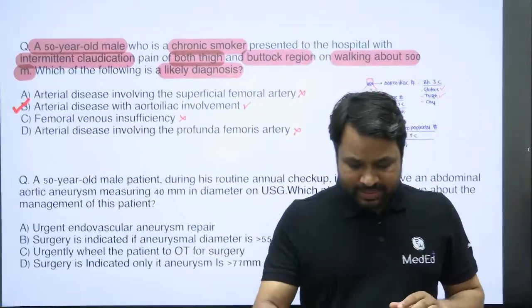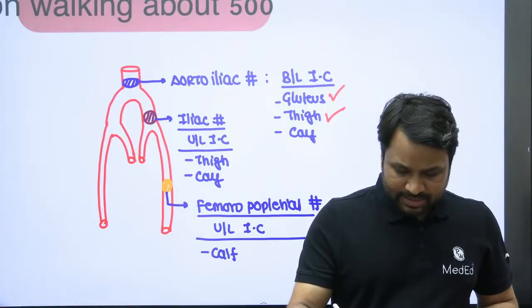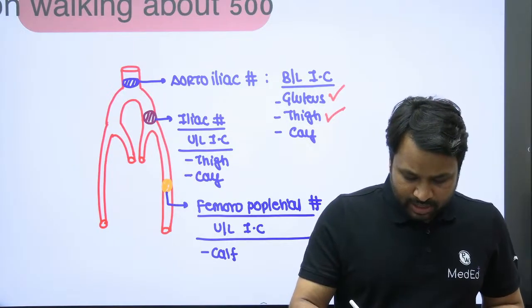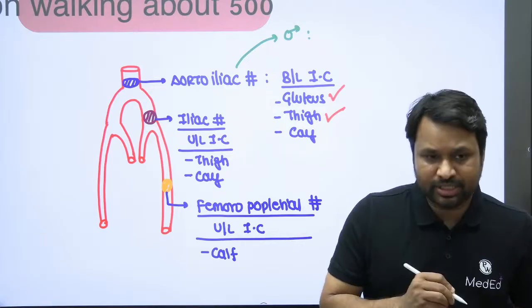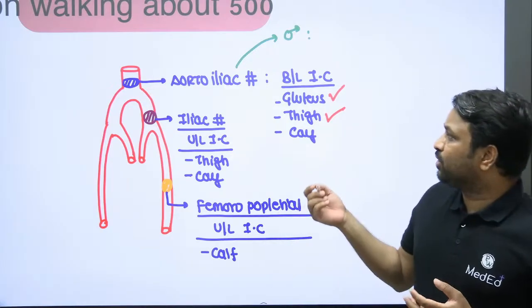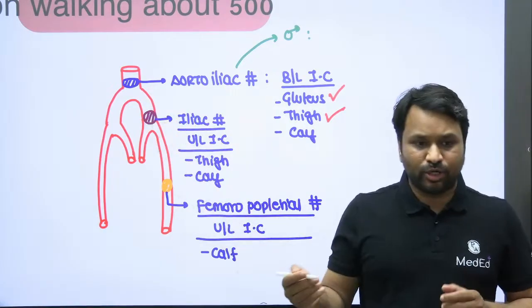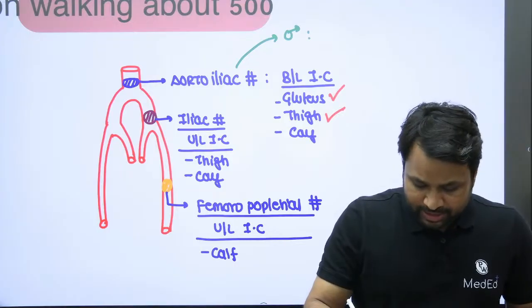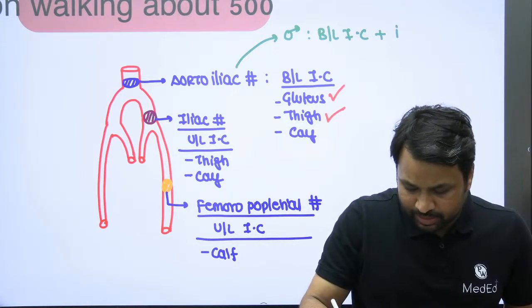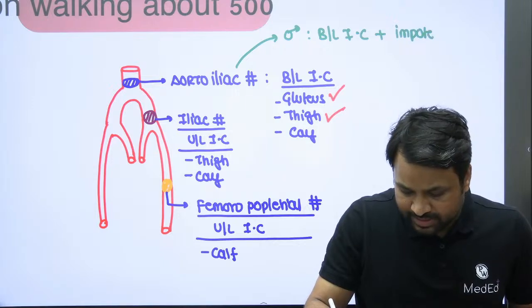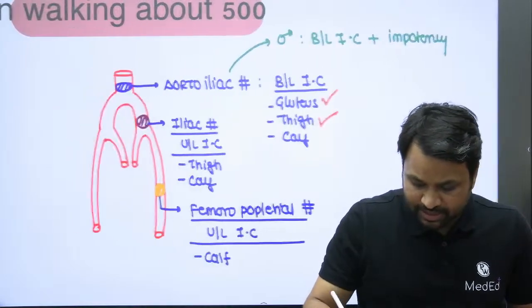Leriche syndrome is seen in bilateral, as somebody is asking, so where do you see Leriche syndrome? Remember, in male patients, the internal iliacs are going to supply the gonads. The blood supply to the internal iliacs is going to be sacrificed. So in males, there will be bilateral intermittent claudication with male impotency. This is what we call the Leriche syndrome.